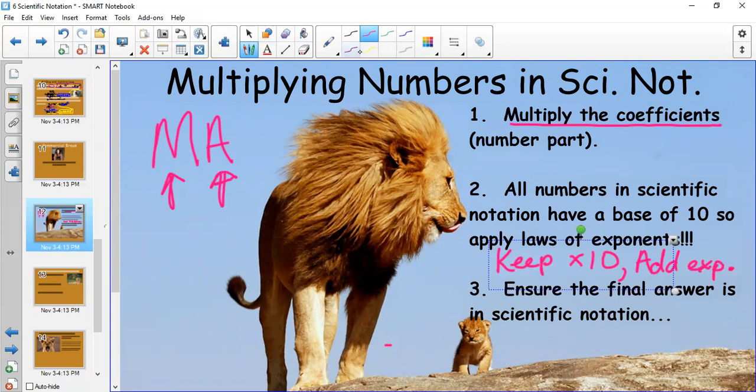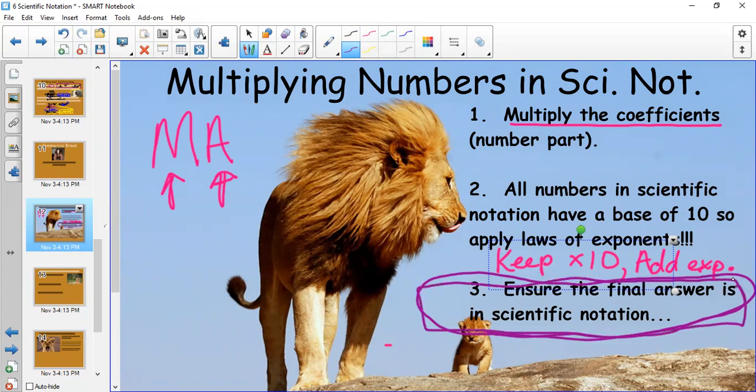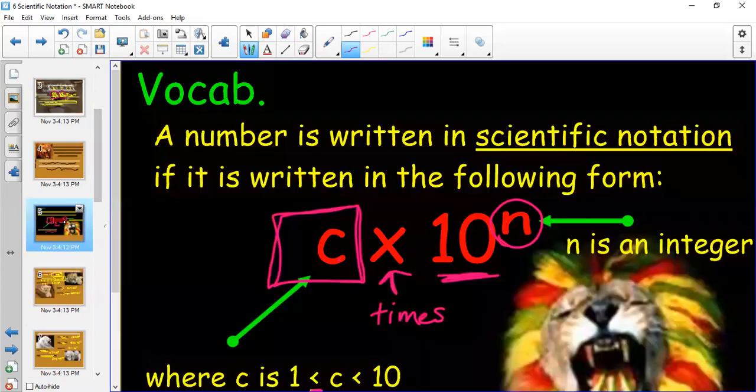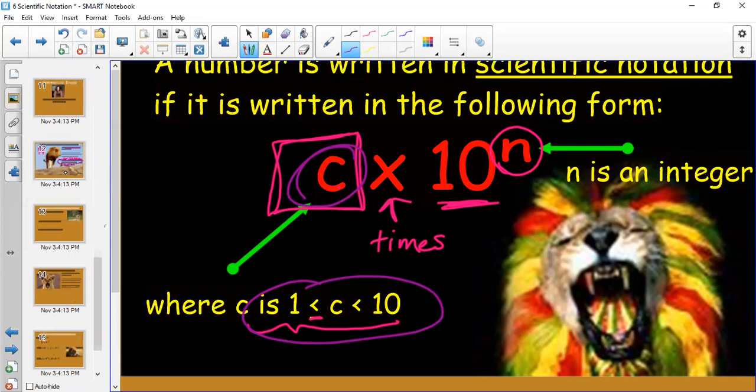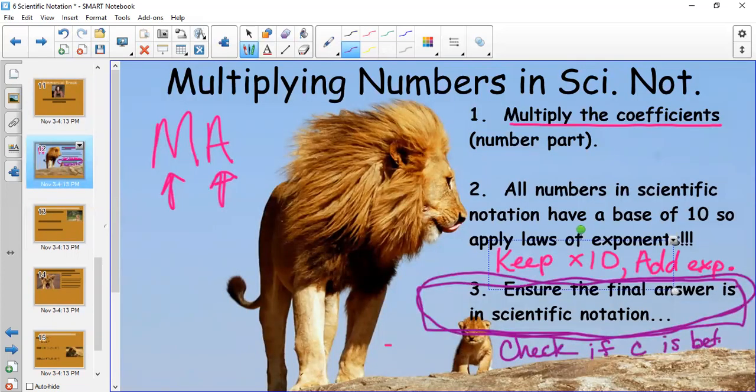Okay, now this last one's the tricky one that people always forget. Everybody thinks it makes sense when we cover it, but then when it's homework time or quiz time, people forget to do this step, which is to make sure your final answer is in scientific notation. Basically, you're checking to see if the front number that we called C in our original definition is between 1 and 10. So that's our last step on this.